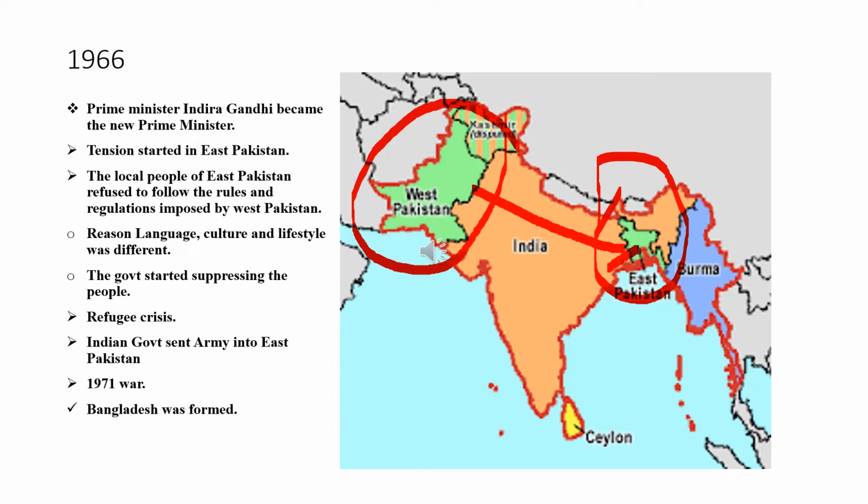India could not take the burden of so many people coming and providing them with facilities like medical aid and economic aid, due to which the Indian government had to decide to do something. The Indian government acted by sending the army into East Pakistan. A war broke out in East Pakistan, and then the Pakistani army was defeated and Bangladesh was formed.